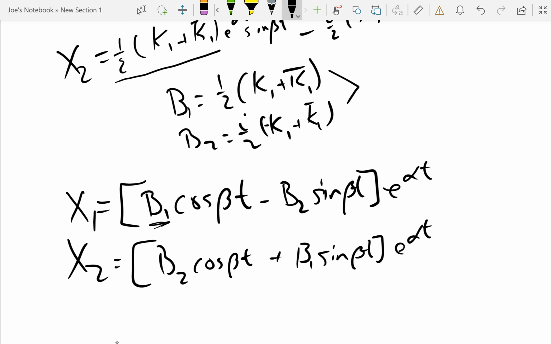The b1 here again is our real part of the eigenvector corresponding to alpha plus beta i, and b2 is the imaginary part.